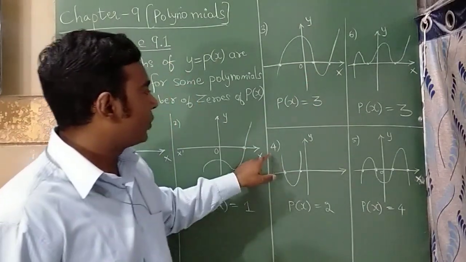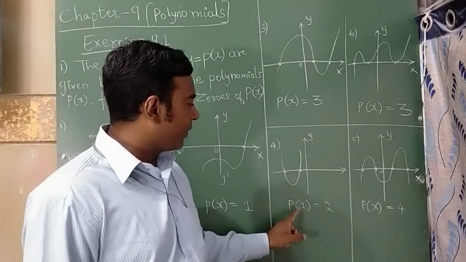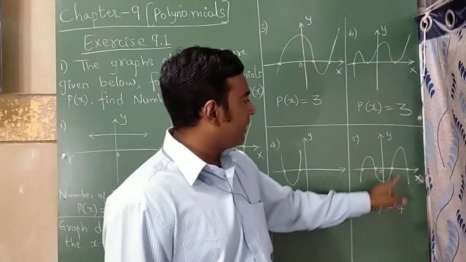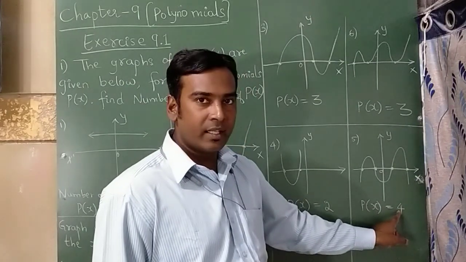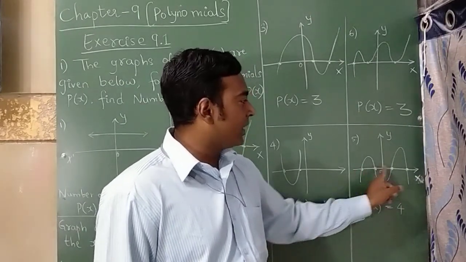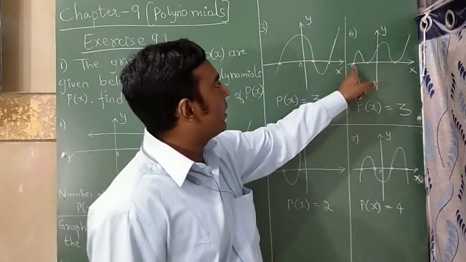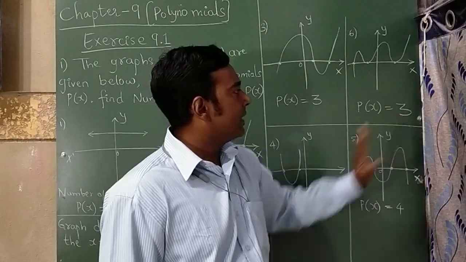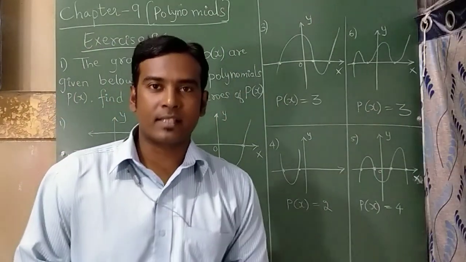Okay. Now fourth one. This is the given graph. You can see the number of zeros of p of x is 2. Fine. Fifth one. This is the given graph: 1, 2, 3, 4. So the number of zeros here is 4. It means the graph intersects the x axis 4 times. Fine. Sixth one. You can see the graph: 1 time, 2, 3. So the number of zeros is 3. So this completes your first exercise. Let's move on to the next exercise.